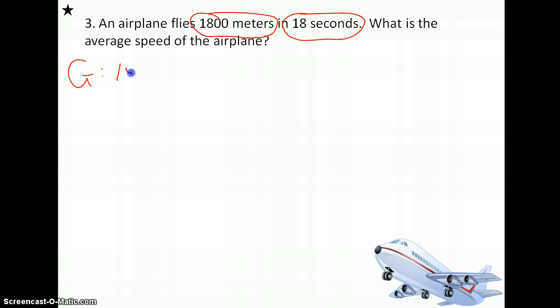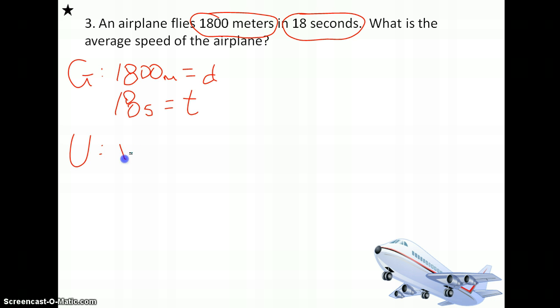Okay, 1,800 meters. And we see it's in meters. And using your flashcards that you made, anything in meters would tell us a distance. And then also using your flashcards, you can see anything that's measured in seconds is going to give us a time. Now, the problem's asking for what is the speed, so that is our unknown.